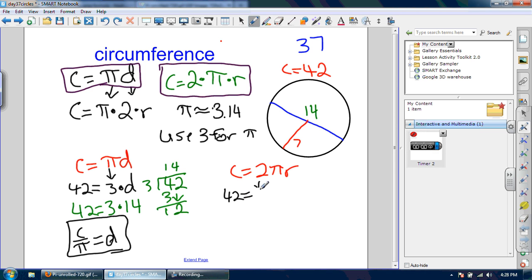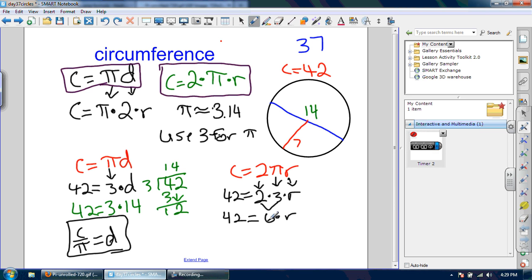2 is just 2. That's just a number. Pi, we said we can use 3 for pi, so that's going to be times 3. And the radius we're not sure of yet. So now we can do some of the math here. I can say 2 times 3 is 6. So now 42 equals 6 times radius.